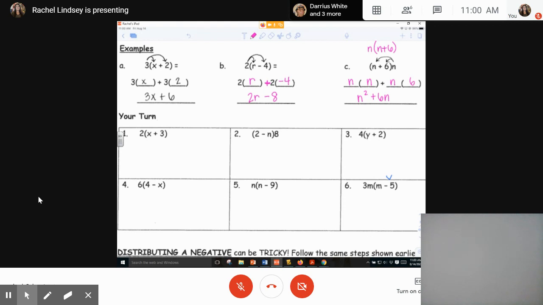So here, number 1, we've got 2 times x. What's 2 times x? 2x. And then what's 2 times 3? 6. So we'd have 2x plus 6, and that's already in standard form, so we can leave it like it is.